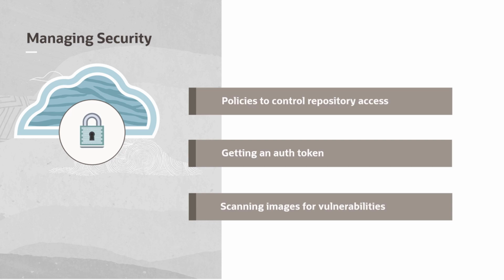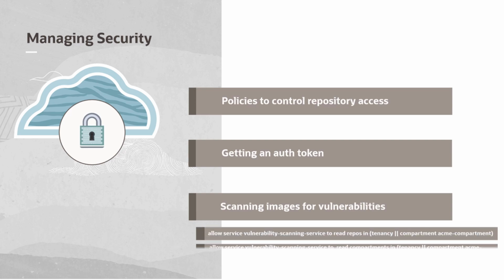You can set up Oracle Cloud Infrastructure Registry to scan images in a repository for security vulnerabilities published in the publicly available Common Vulnerabilities and Exposure databases. To perform image scanning, Container Registry makes use of the Oracle Cloud Infrastructure Vulnerability Scanning Service and Vulnerability Scanning REST API. You need to define certain policies for scanning images for vulnerabilities.